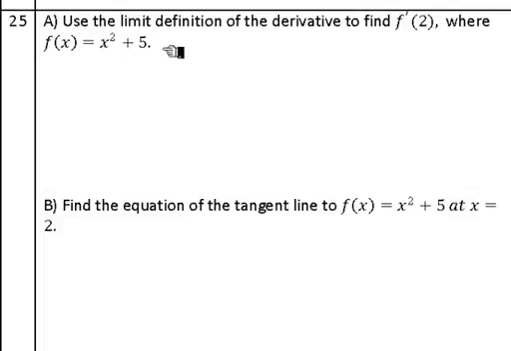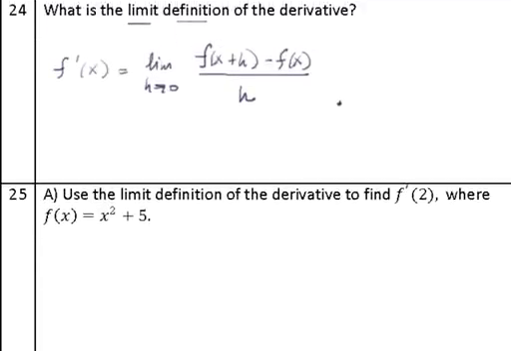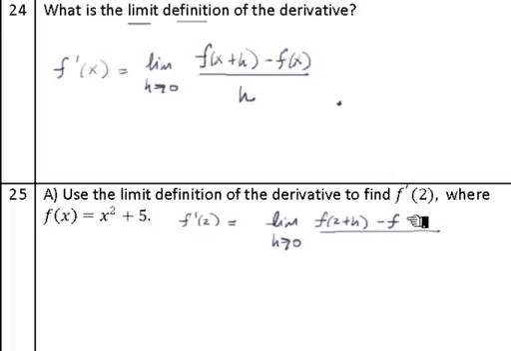In 25, we want to use the limit definition to find f prime of 2, where f of x is x squared plus 5. Okay, so we're going to, again, write down that limit definition here. We have it over here. Let's look at that again. But we'll substitute in x equal 2. Okay, so writing that down, we have f prime of 2 is equal to the limit as h goes to 0 of f of 2 plus h minus f of 2 over h.